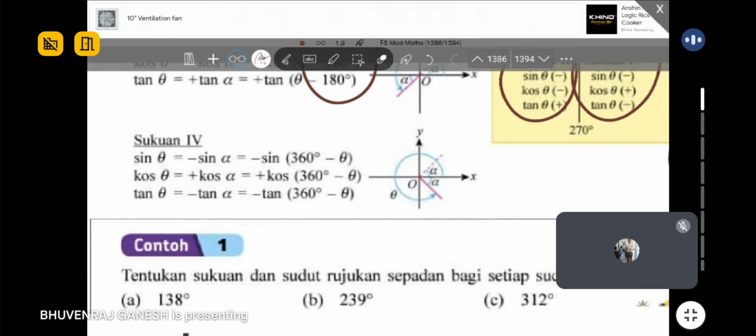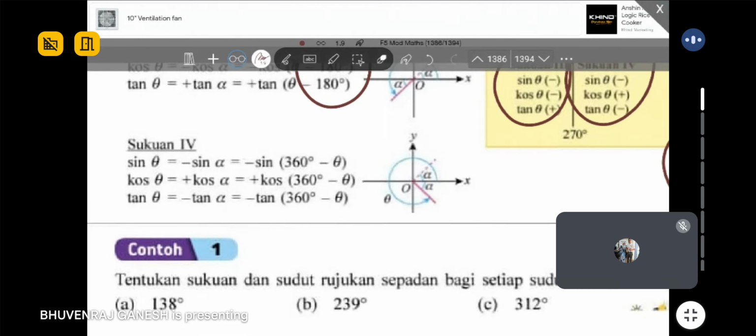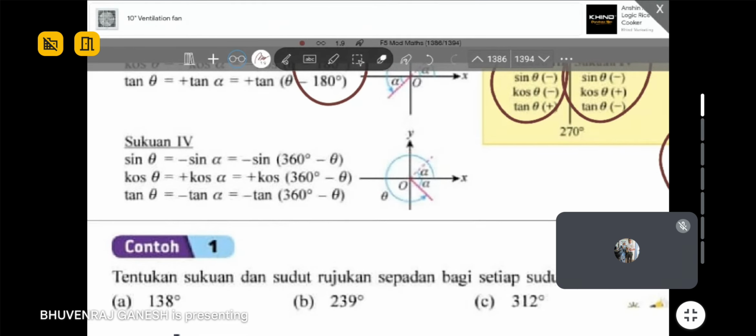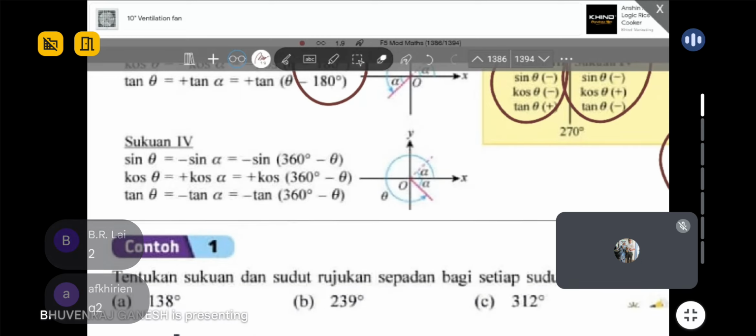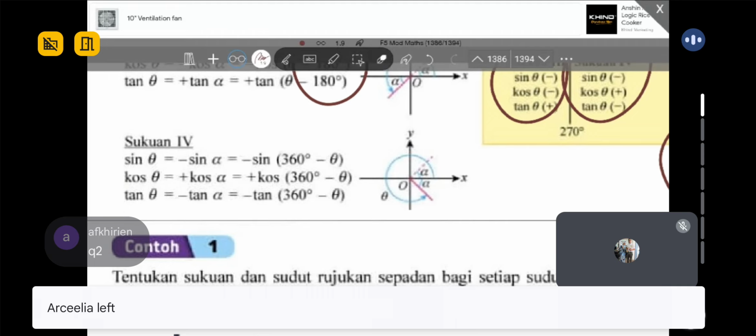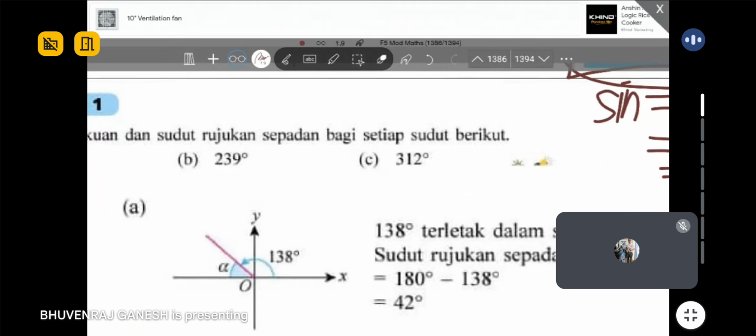Okay, so first question guys, 138. So untuk yang ni, apa sudut rujukan dia? What is the reference angle? Can anyone tell me? 138. What is your reference angle? Anyone? Apa sudut rujukan kamu? Kalau 138, first, 138 ni dalam kuadran ke berapa? Which quadrant? Okay, very good. Kuadran kedua. Okay, so Faris cakap 42. Okay, let's check. Yes, correct.